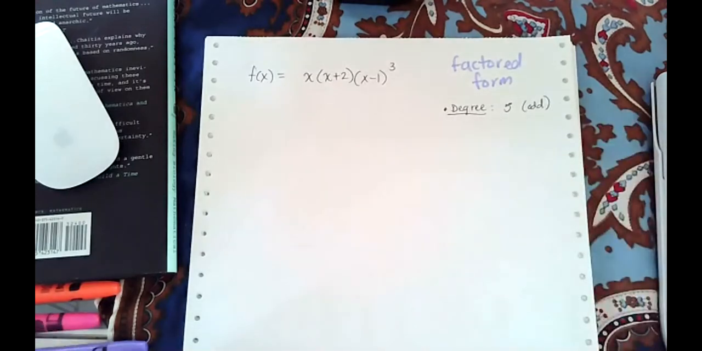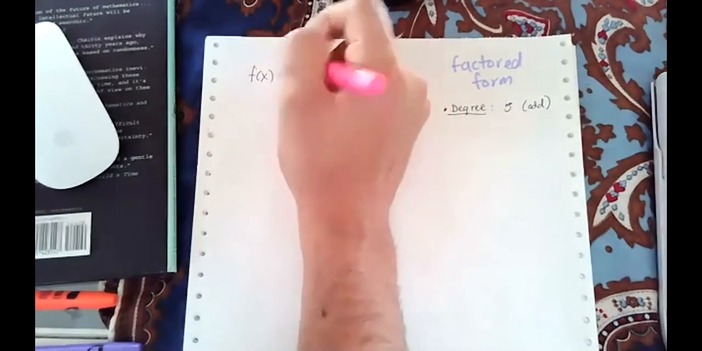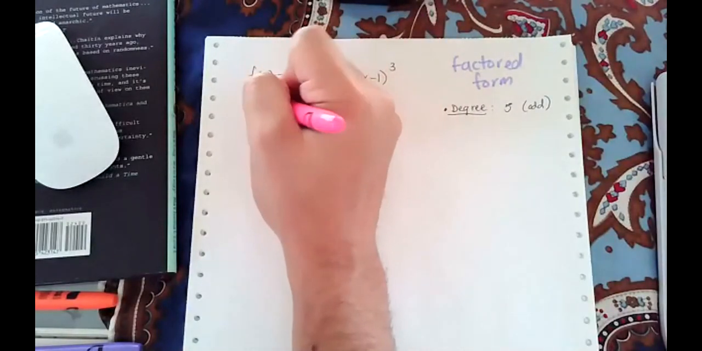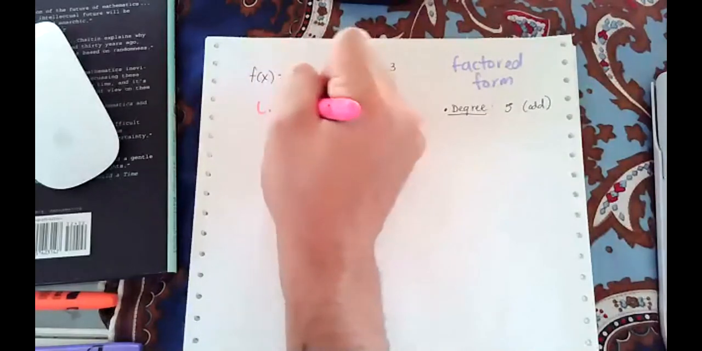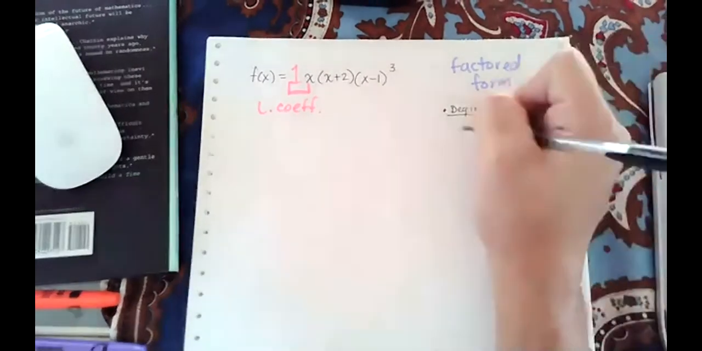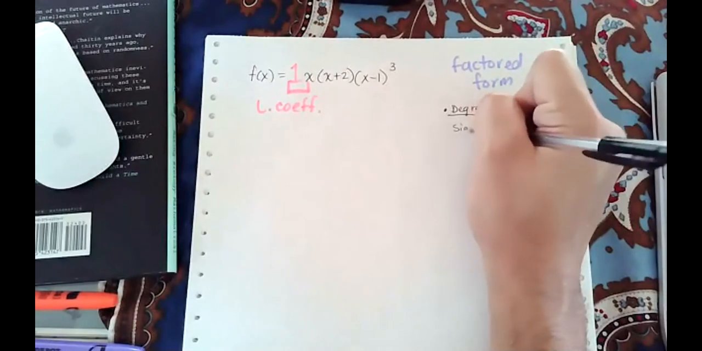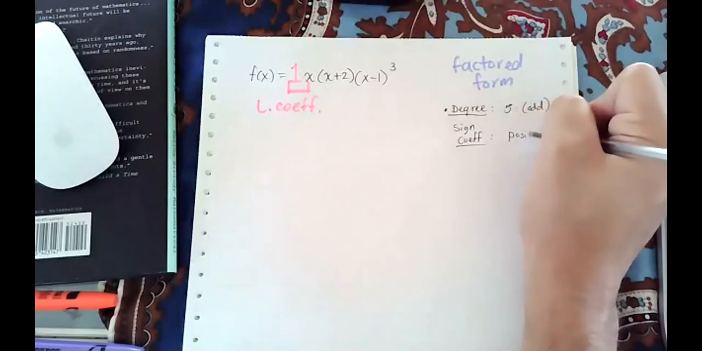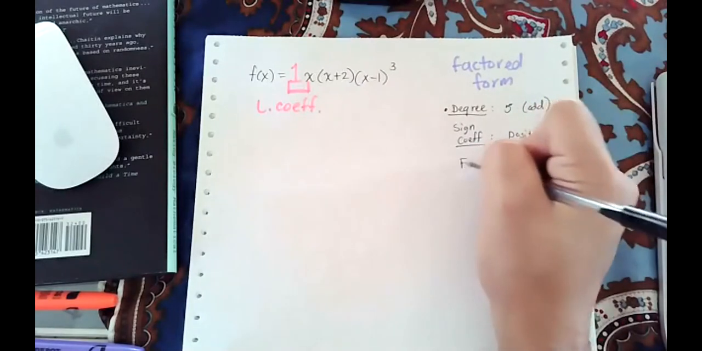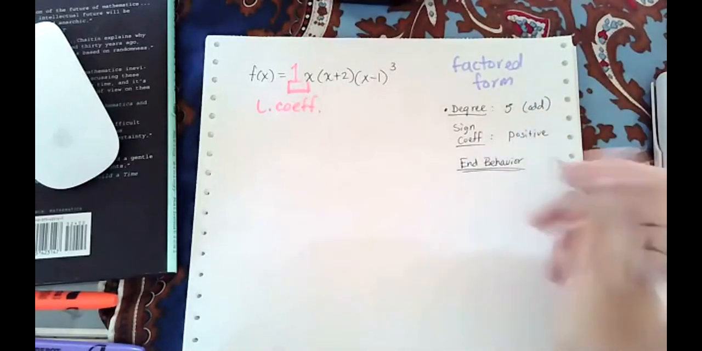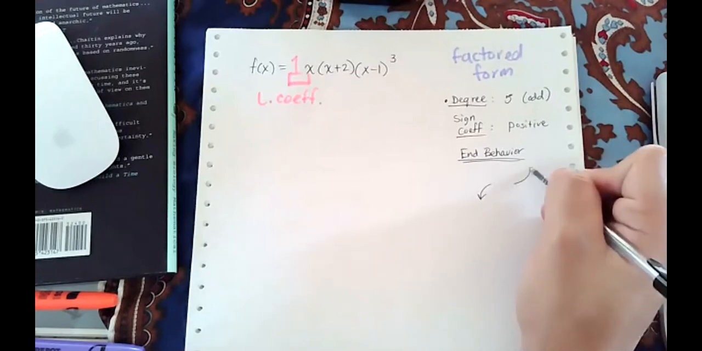The leading coefficient is usually the number that's in the very front of the function. And so the leading coefficient here is just a 1, because we don't see a number there. It's a positive 1. So the sign of the coefficient is positive. That tells me that my end behavior should be more or less like this.